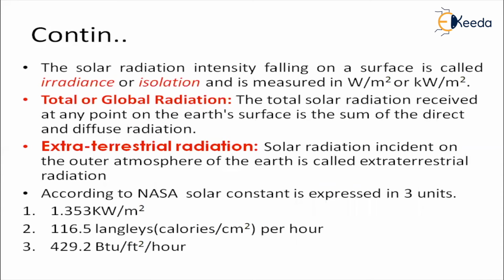Now we want to know what radiation actually is. The radiation, we can say, if it is falling on a surface, it's called radiation. The solar radiation intensity falling on a surface is known as radiation, irradiance or insolation. It is always measured in watt per meter square, because it is wattage power measured over a meter square. So this is a very important term.